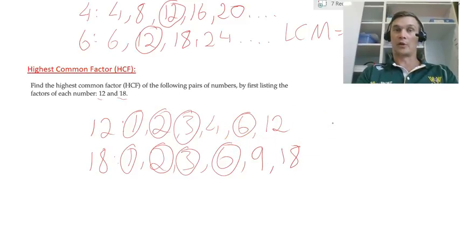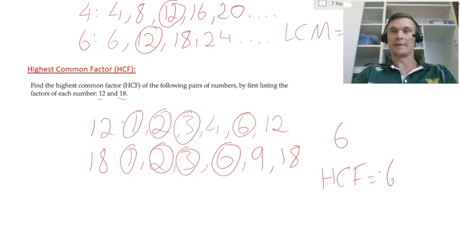So now we want to find the highest common factor, which we can see along the list is going to be 6. Okay, so the highest common factor for these two numbers is 6, and that's simply how you work out that process. List the factors for both numbers, circle the common factors, and then you want to find the highest one between the two. So that's how you calculate the LCM and the HCF.